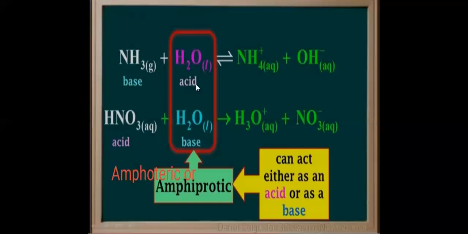So that type of substances which can act either as an acid or as a base are called amphoteric substances. So water is amphoteric in nature. It can act as an acid as well as a base.